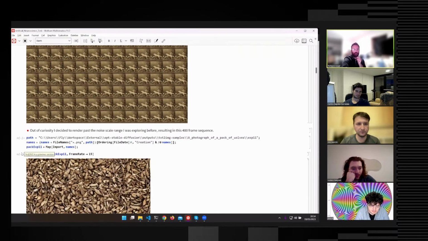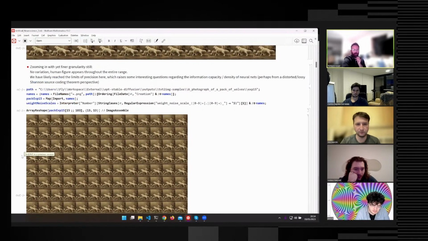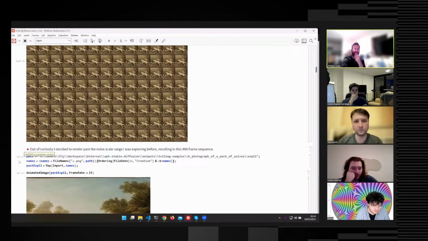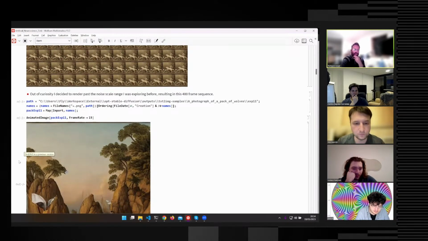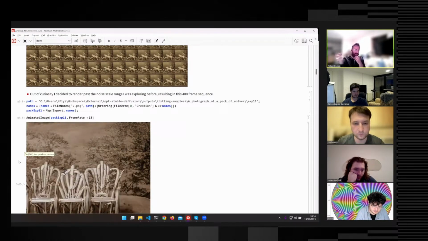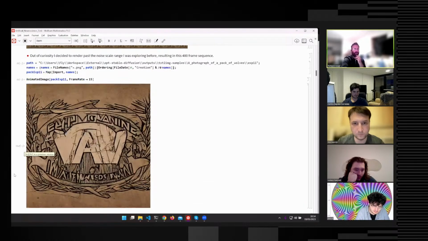But it also begs the question: what is stored in these networks? If you were to explore all possible latent vectors, what are these little pockets in the space, and how much information is really stored in them? It's not 2 to the 32 times the number of parameters. It's something less.